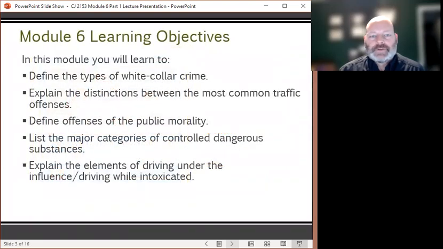Our learning objectives for Module 6 will be to define the types of white-collar crime, explain the distinctions between the most common traffic offenses, define the offenses of the public morality, list the major categories of controlled dangerous substances, and explain the elements of driving under the influence or driving while intoxicated.